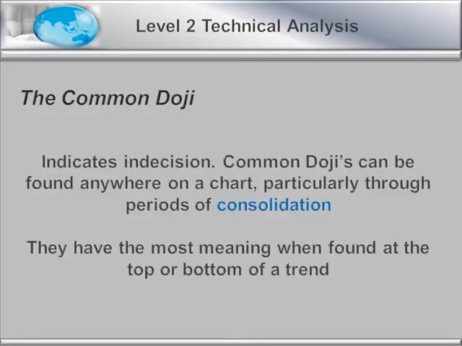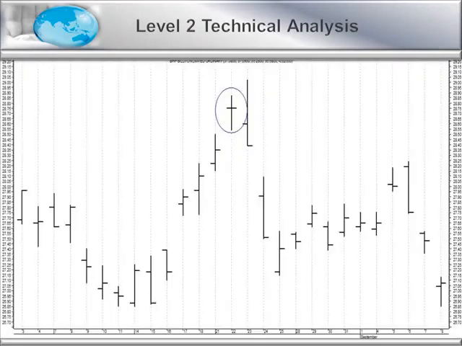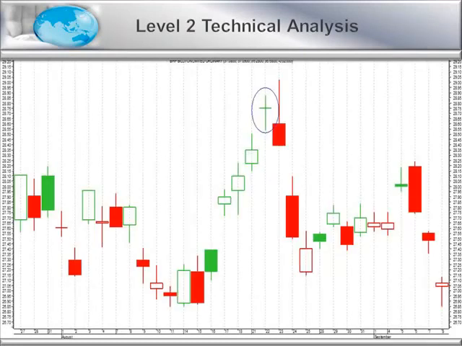The common doji. This indicates indecision. Common dojis can be found anywhere on a chart, particularly through periods of consolidation. They have the most meaning when found at the top or bottom of a trend. So as you can see, this particular common doji is found at the top. Now this is in bar chart format. And look at that. The following day we had an outside day and then all of a sudden it dropped. Here it is in candlestick formation, and as you can see, that's exactly what's been happening.